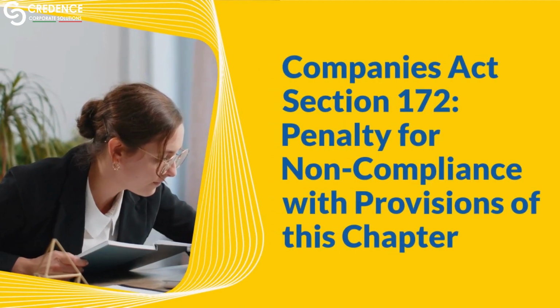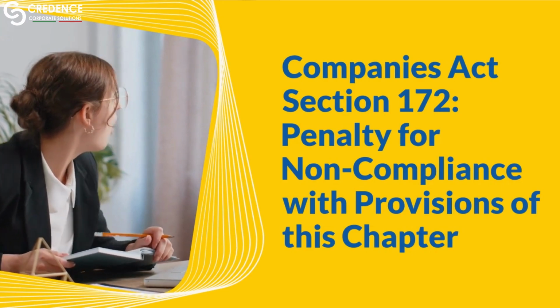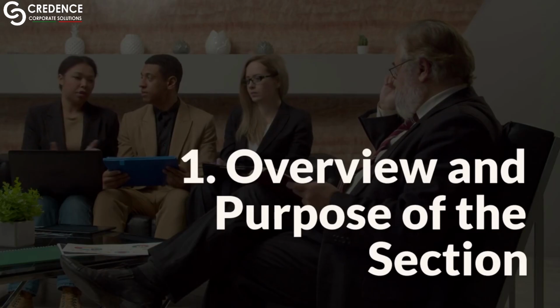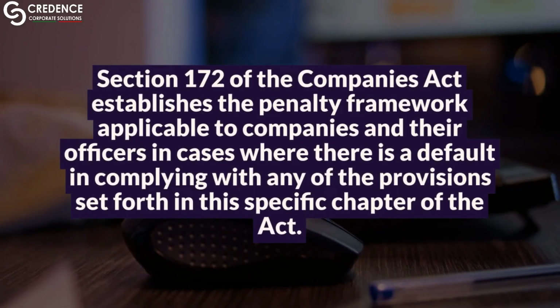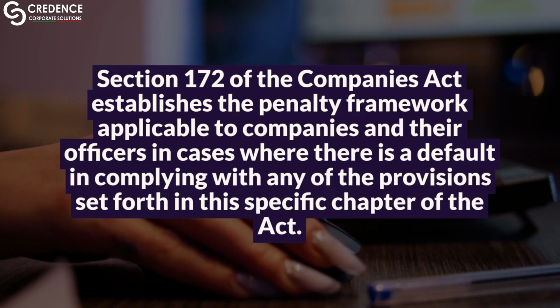Companies Act Section 172. Penalty for non-compliance with provisions of this chapter. 1. Overview and purpose of the section. Section 172 of the Companies Act establishes the penalty framework applicable to companies and their officers in cases where there is a default in complying with any of the provisions set forth in this specific chapter of the Act.